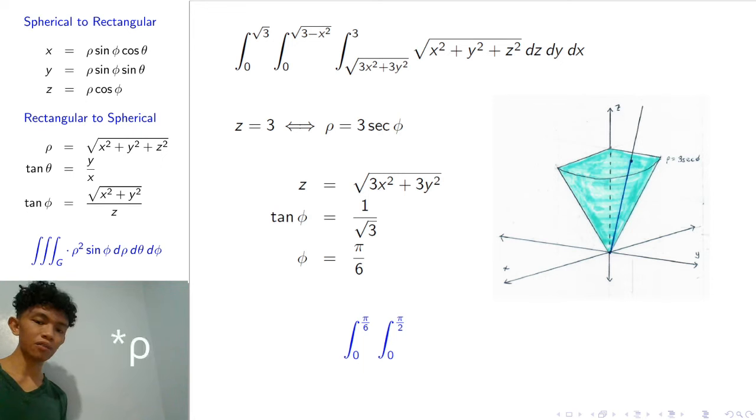Now for your rho bounds, if you take a look at lines emanating from the origin, the entry point will be at the origin, so that's rho equal to 0, and the exit point will be through the plane z equal to 3, which is rho equal to 3 secant phi. So you get 0 to 3 secant phi.